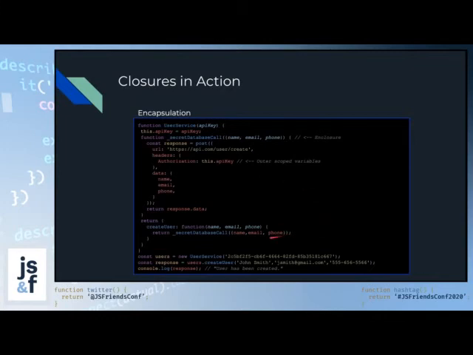So we can see here now we have const users equals new user service. We pass it our API key. And then we can call users.createUser, and it calls secret database call. A secret database call in this instance is a closure.